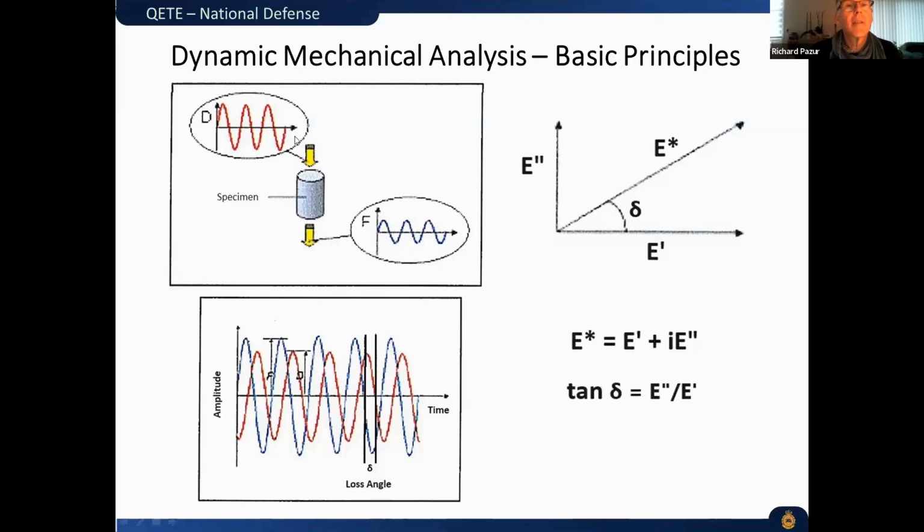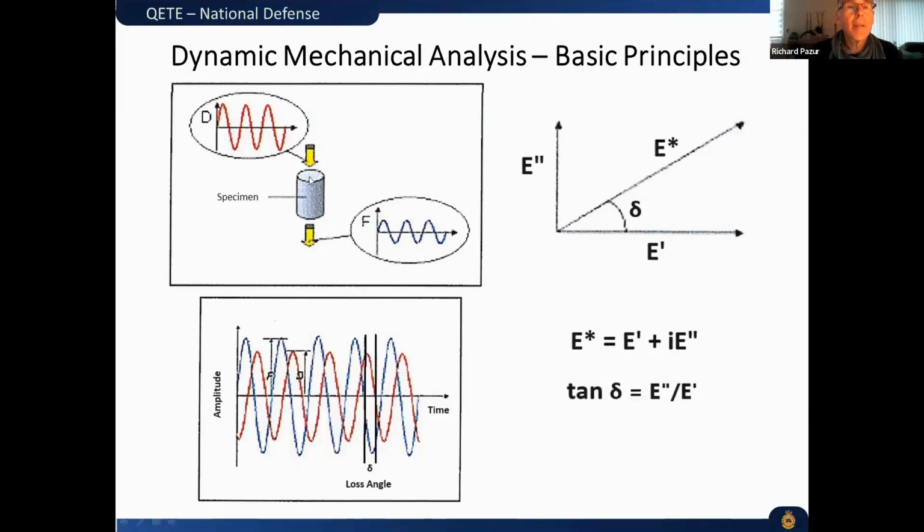Because if you look at this first diagram, what do we do in DMA testing? We have our sample here. This is a cylinder. And what we're doing here, we're applying a strain. Now this strain, the D is displacement. It's a sinusoidal sort of oscillation that we're applying to the specimen. So it has a certain dynamic displacement, and it also has a frequency.